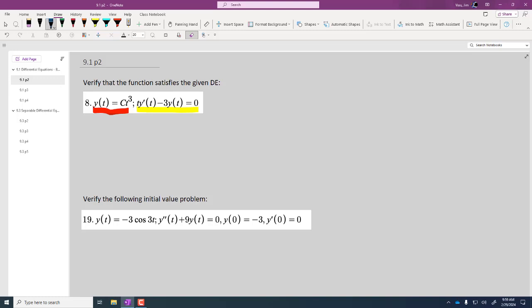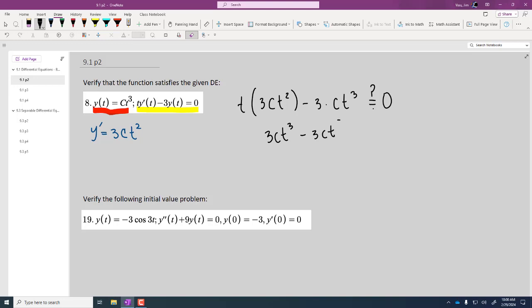So when we look at this function right here, we can take its derivative. So we have 3ct squared, that's the derivative. If we want to know whether y satisfies this differential equation, we take y, take its derivative, plug it in, and see if we get something that's true. So let's check. We have t multiplied by y prime, and we just found y prime, minus 3 multiplied by y, and y is ct cubed. We don't know if this is true or not, so we put a question mark over the equal sign. We'll simplify what we can. We have 3ct cubed minus 3ct cubed, and we get to 0 equals 0. That checks out, so it is a solution.